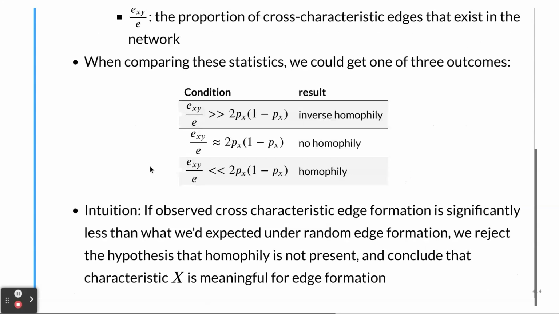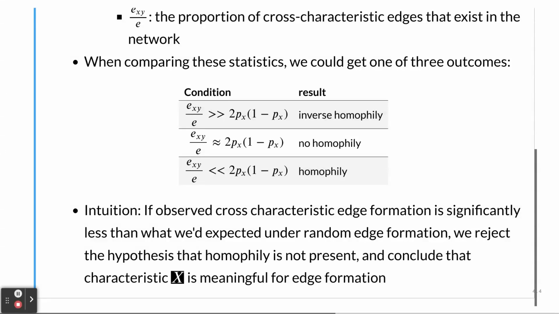The intuition behind this test is that if the observed cross-characteristic edge formation is significantly less than what we would have expected if we just randomly drew edges, then we would reject the hypothesis that there's no homophily, and we'd be left to conclude that characteristic X is meaningful when we consider edge formation.